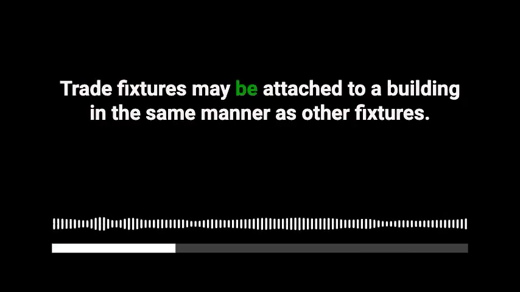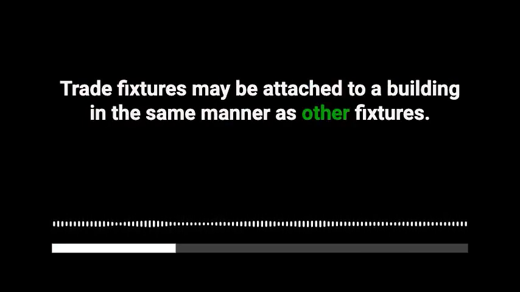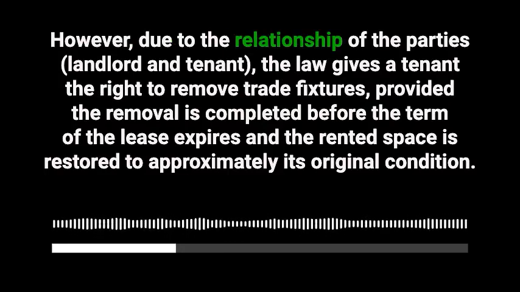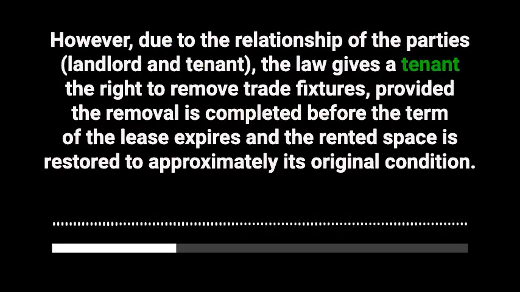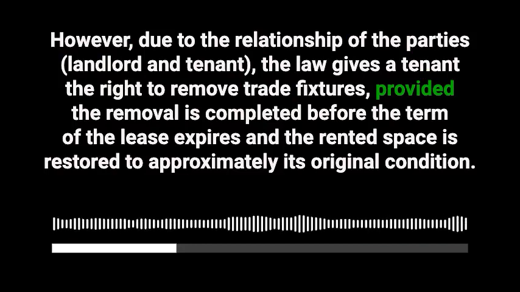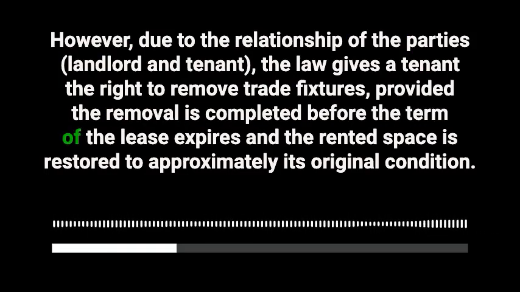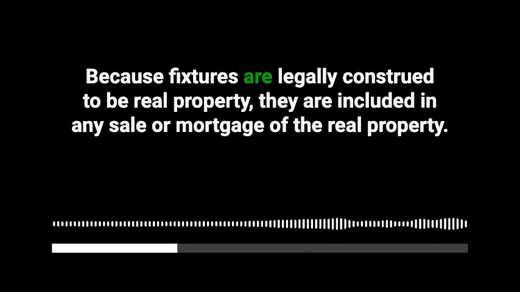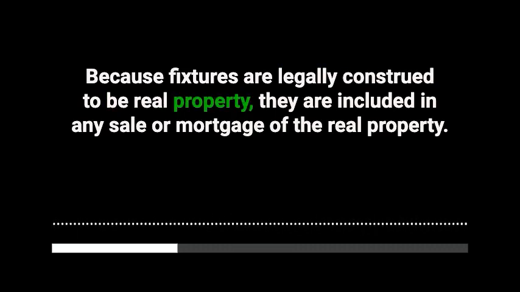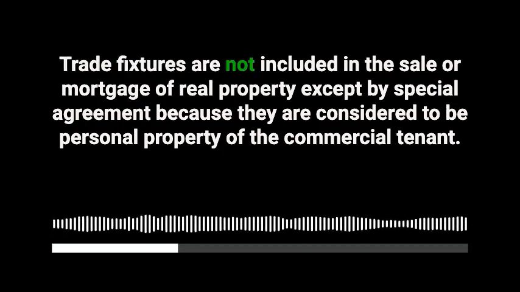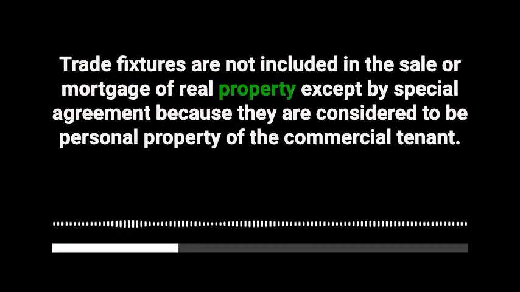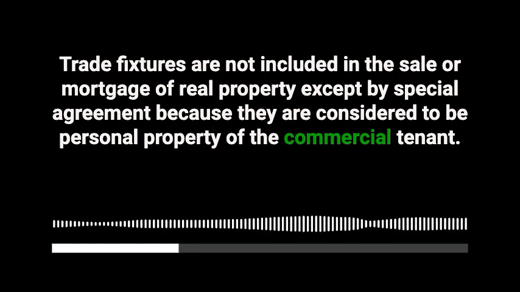Trade fixtures may be attached to a building in the same manner as other fixtures. However, due to the relationship of the parties, the law gives a tenant the right to remove trade fixtures, provided the removal is completed before the term of the lease expires, and the rented space is restored to approximately its original condition. Because fixtures are legally construed to be real property, they are included in any sale or mortgage of the real property. Trade fixtures are not included in the sale or mortgage of real property except by special agreement because they are considered to be personal property of the commercial tenant.